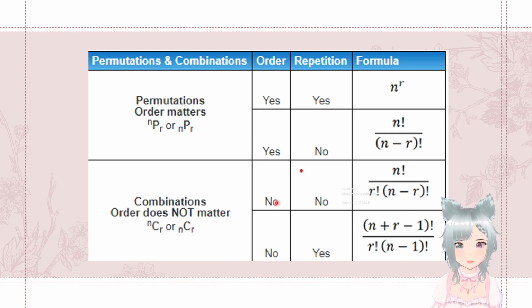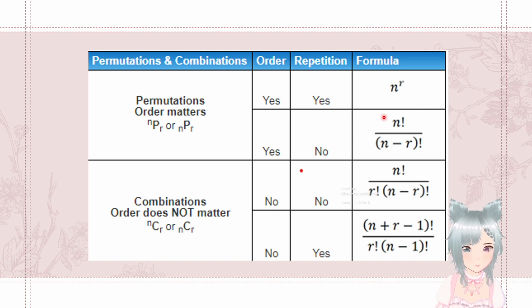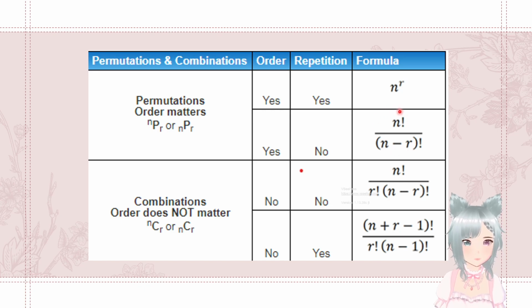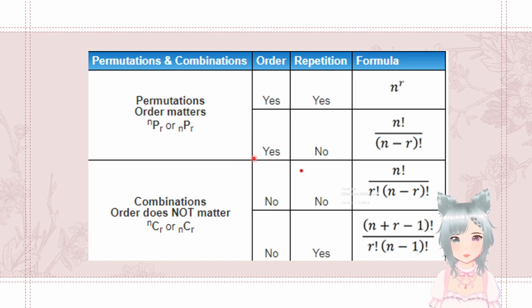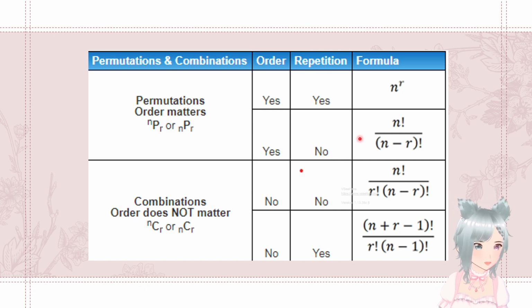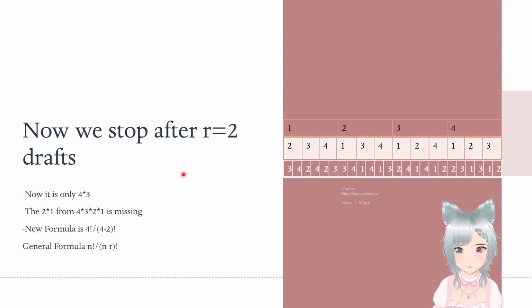And this will also line up with the formula we're giving. It's n factorial over n minus r factorial. And this is the solution for if we care about the order, but we don't have any repetition.